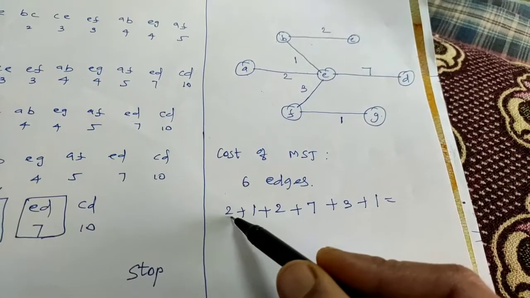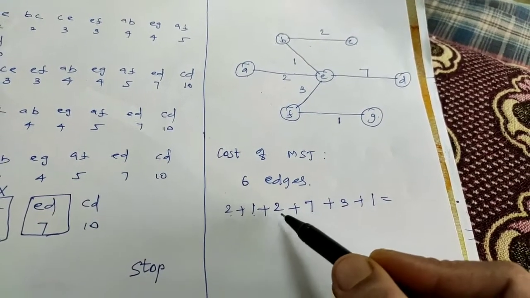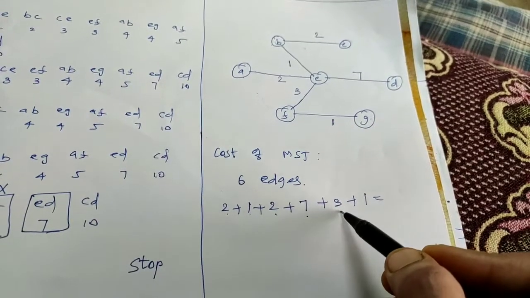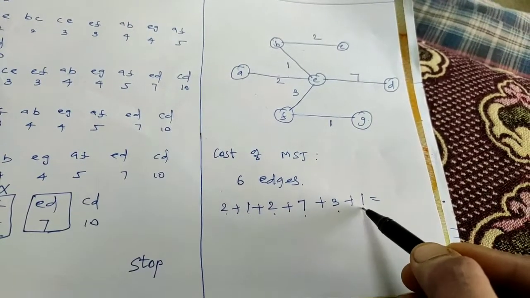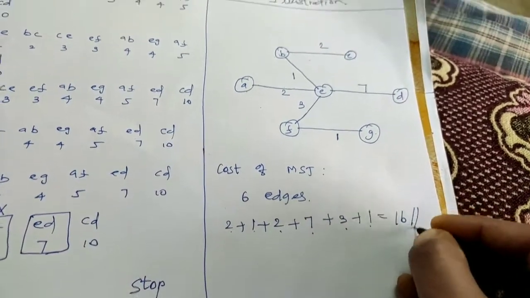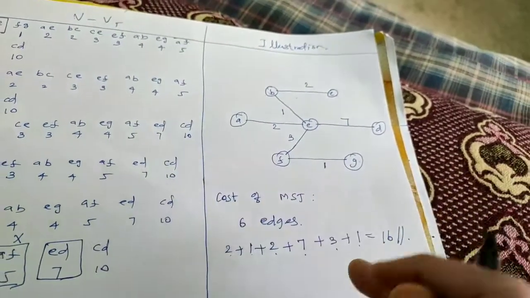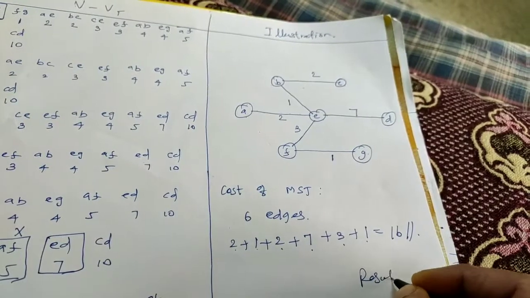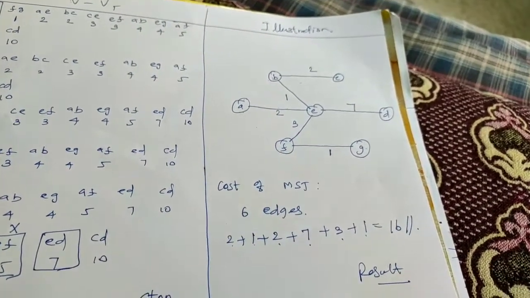So let us add now. 2 plus 1 is 3, 3 plus 2 is 5, 5 plus 7 is 12, 12 plus 3 is 15, 15 plus 1 is 16. So this spanning tree with this cost will be the result of your Kruskal's algorithm.